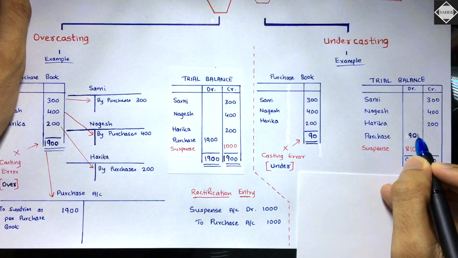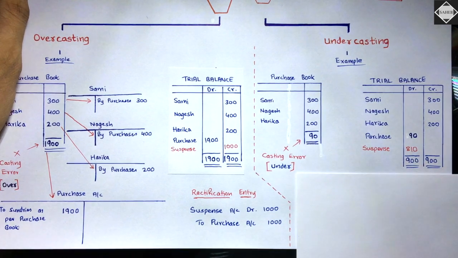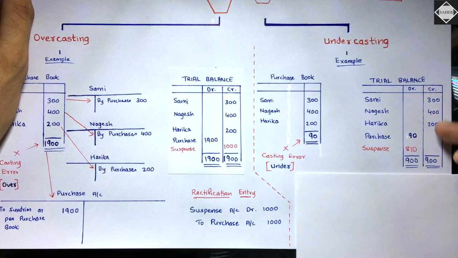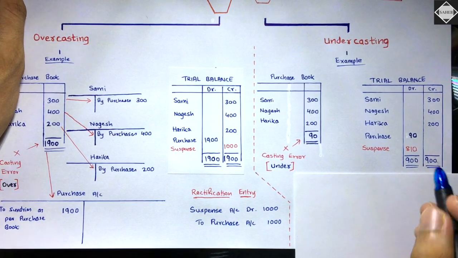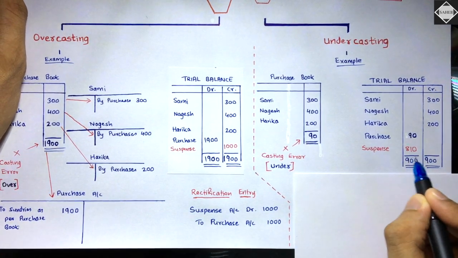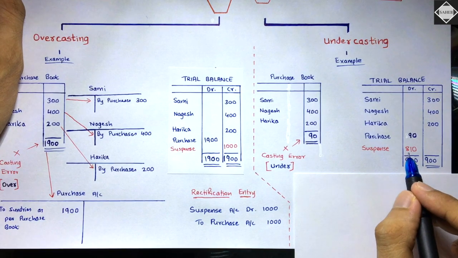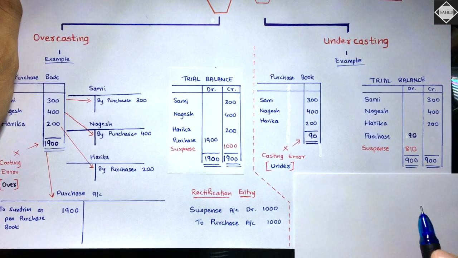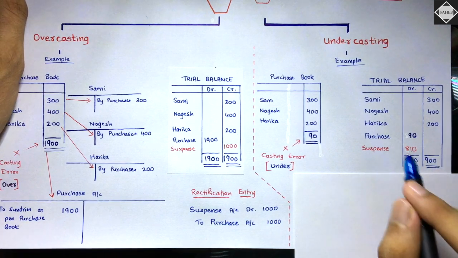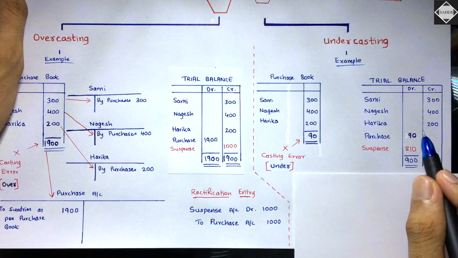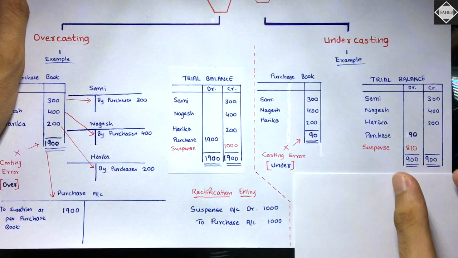Purchase will come in the trial balance at 90. So what is the position? On the credit side, you have 900: 300 plus 400 plus 200, that's 900. And on the debit, you have only 90. So the shortage on the debit side will be filled up by the suspense account, this temporary dummy account, which has a debit balance right now. Then the trial balance will be equal.